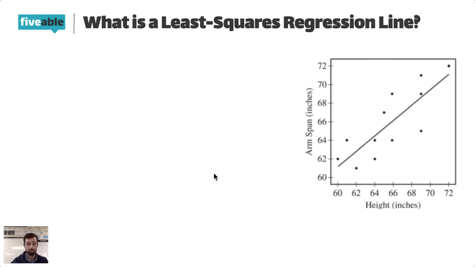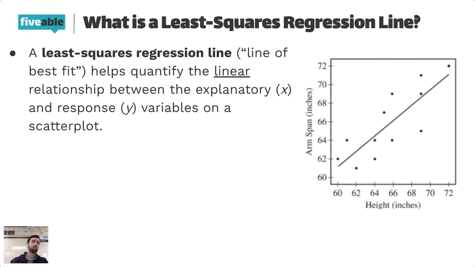When we have bivariate data, we also use what's called a least squares regression line. The least squares regression line is essentially your line of best fit between your x and your y. So it takes your x variable and your y variable, and it tells you how linear it is and what the line is that fits it best.